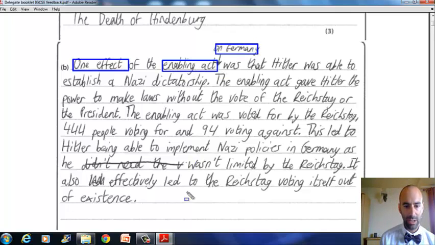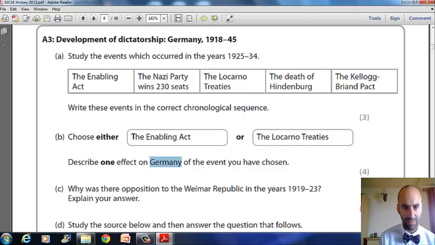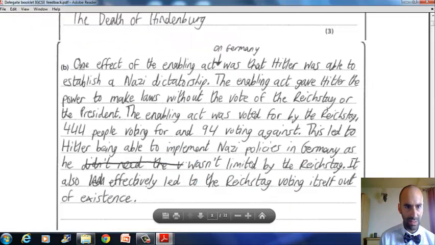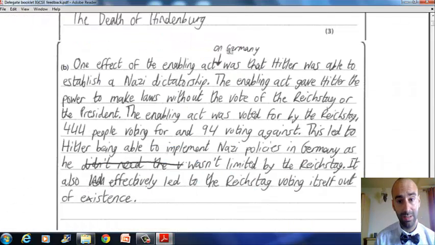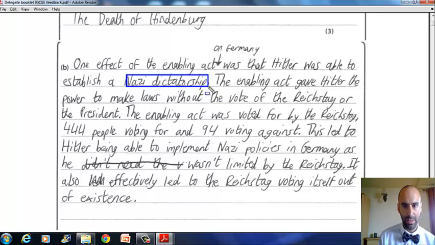And then on Germany. So if we go back to the question quickly, let's just remove that. The question was one effect of the enabling act on Germany. So fantastic, one effect of the enabling act on Germany. It's basically parroted the question back at the examiner, which is exactly what we want to see. So we know from the first sentence that the question is going to be answered, because the examiner is going to see here that the candidate has parroted the question back at them, which is fantastic. And they've given a precise answer, because we have Hitler was able to establish a Nazi dictatorship. There we go. Now, let's look for that relevant contextual knowledge.